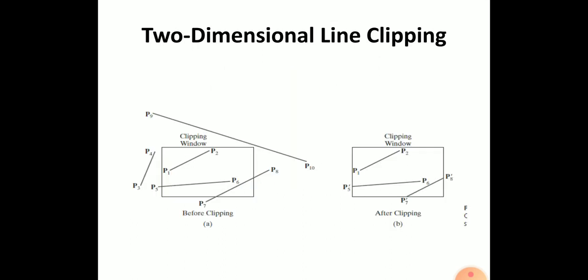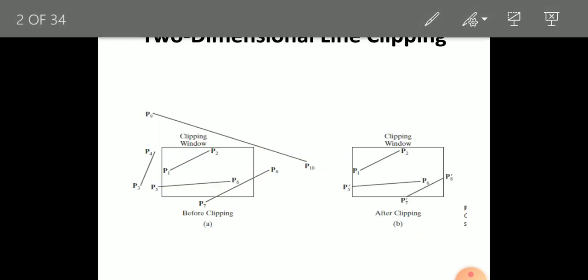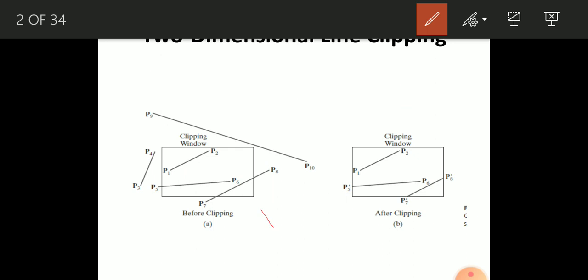All right, let us take an example here. As you can see, this is the clipping window, and we also have a number of line segments, which are indicated with points such as P1, P2, P3, P4, P5, P6, P7, P8, P9 and P10.